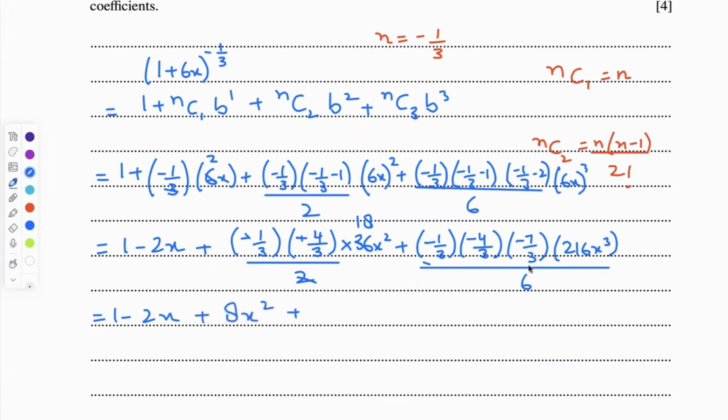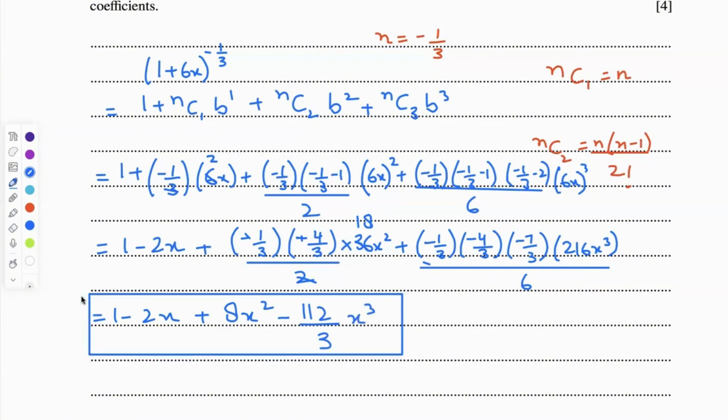And finally, substituting all of this in the calculator, we'll finally get minus. So minus minus becomes plus, and plus minus is minus. So this will become a negative sign over here. And as we substitute this in the calculator, we'll get this final answer as minus 112 upon 3x cubed. So the final answer will be 1 minus 2x plus 8x squared minus 112 upon 3x cubed.